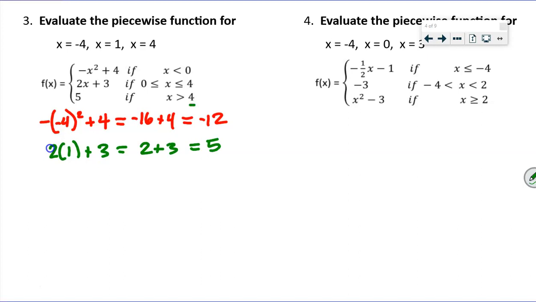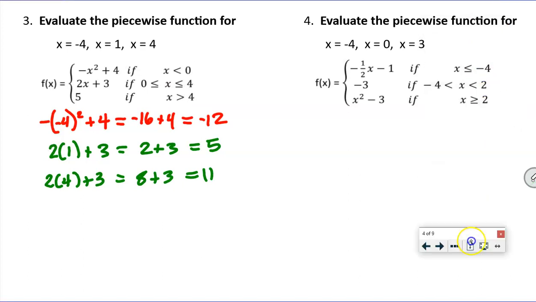In this one, we could put it in either one of these, but we need to know which one. We need to put it in this one, because it says less than or equal to. So we're going to do 2 times 4 plus 3, that's equal to 8 plus 3, and that's 11. So you have to figure out which equation these numbers go in, based on the if statement that's on the right.